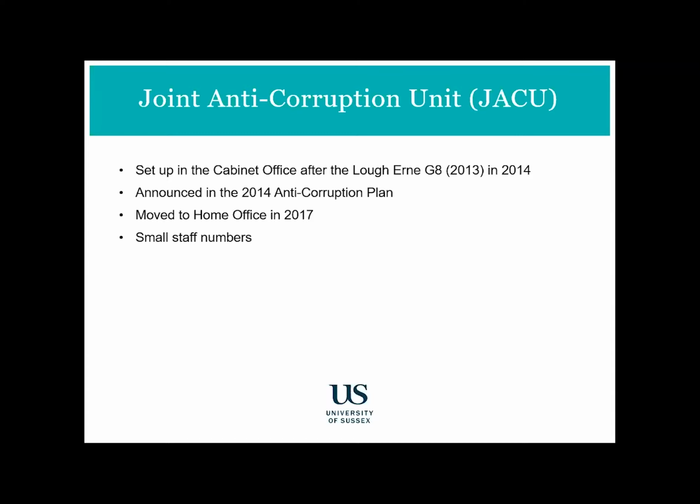So finally, just picking up the key things on that chart from ICAI was the Joint Anti-Corruption Unit, or JACU. This was set up within the Cabinet Office after the Lough Erne G8 Summit in 2013, and it became operational in 2014, the same time as the National Anti-Corruption Plan, where it was announced that this unit was being set up. It was originally in the Cabinet Office, which is a good place for cross-cutting units in government to be, because that itself is a cross-cutting governmental department.